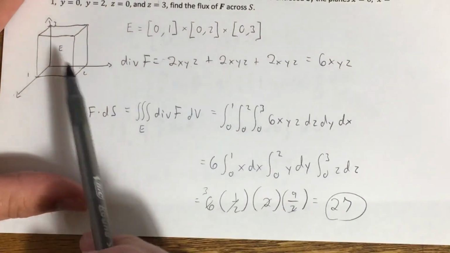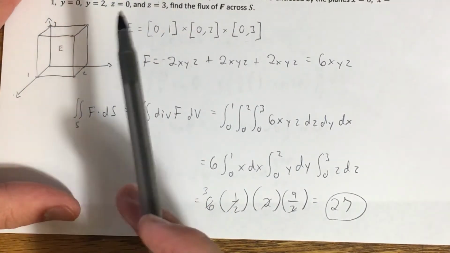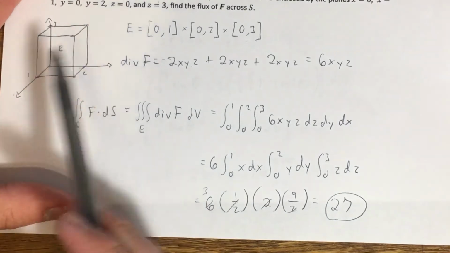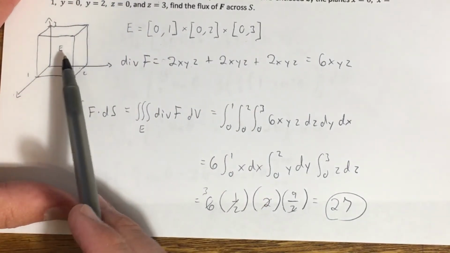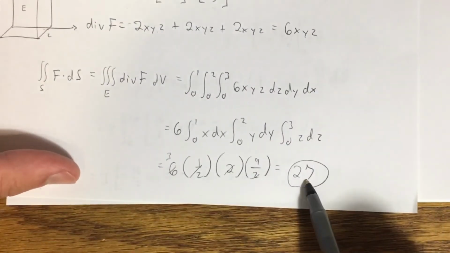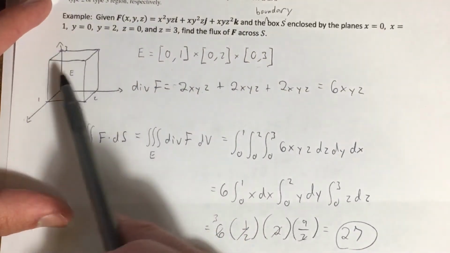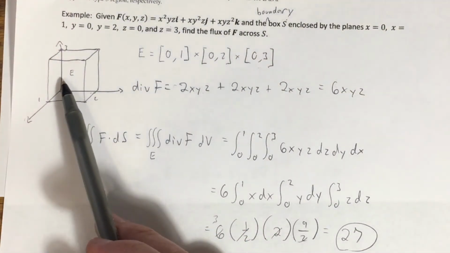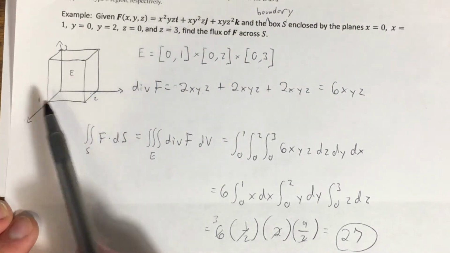So if you think of the vector field as a fluid flow, water, air, whatever, electrical charge, that kind of stuff, the flux you can think of as like net flux. The fact that this is positive means that in the grand scheme of things, you have more fluid flowing out of this surface than flowing into it.